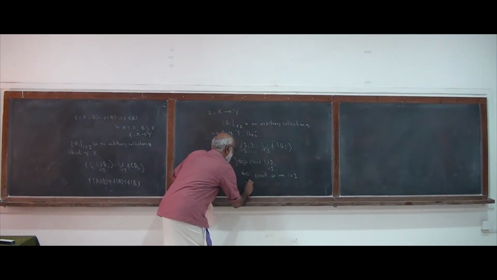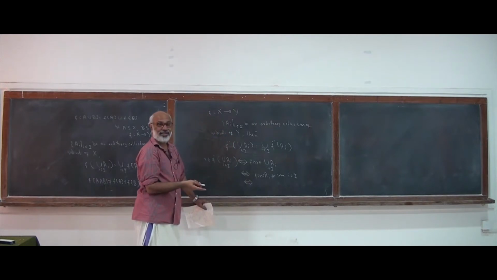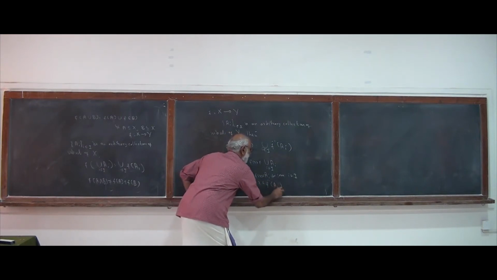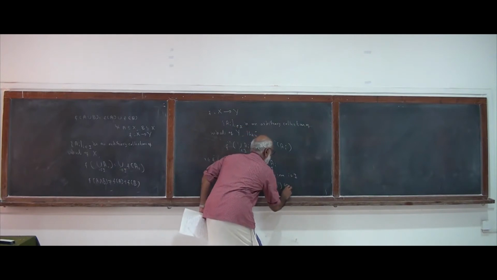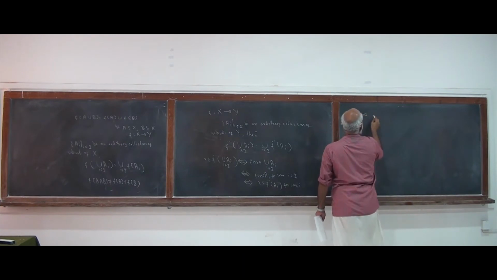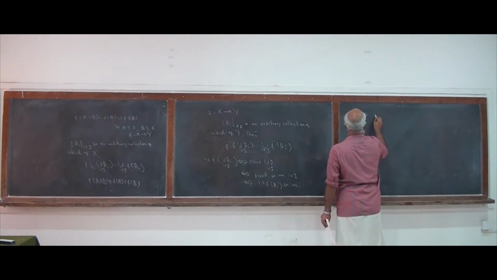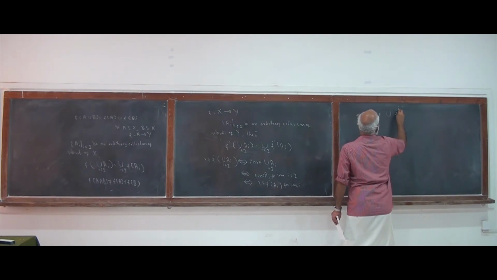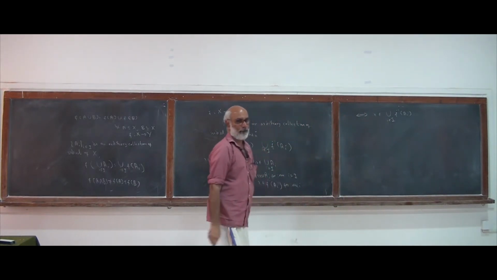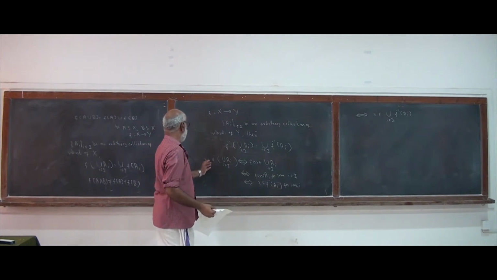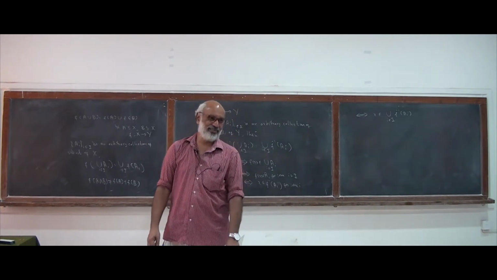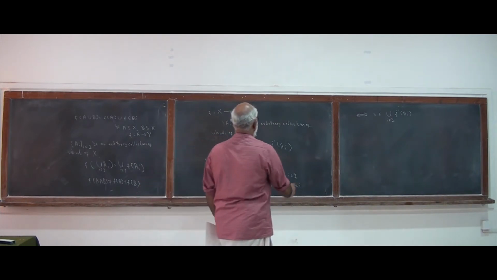and that happens if and only if f of x belongs to A_i. That happens if and only if x belongs to f inverse of A_i for some i. And this happens if and only if x belongs to union of f inverse of A_i for some i. So that means x belongs to the left hand side if and only if it belongs to the right hand side. Therefore, these two sets are one and the same, equal. So we proved this.